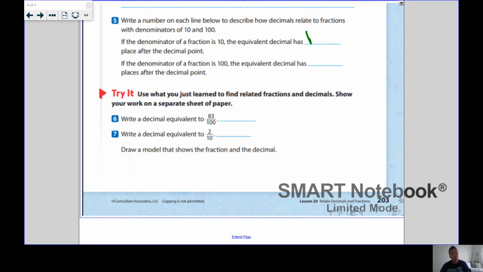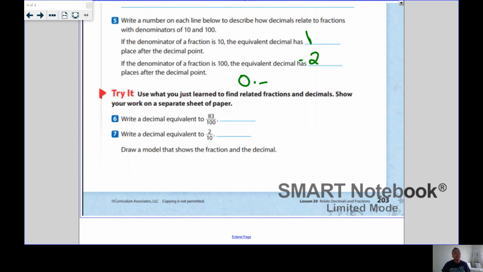If the denominator of a fraction is 100, the equivalent decimal has blank places after the decimal. So again, if we're working on hundredths, here's my whole, here's my decimal point. How many numbers are we going to have after the decimal? We're going to have 2. Sorry, that line should not be there.